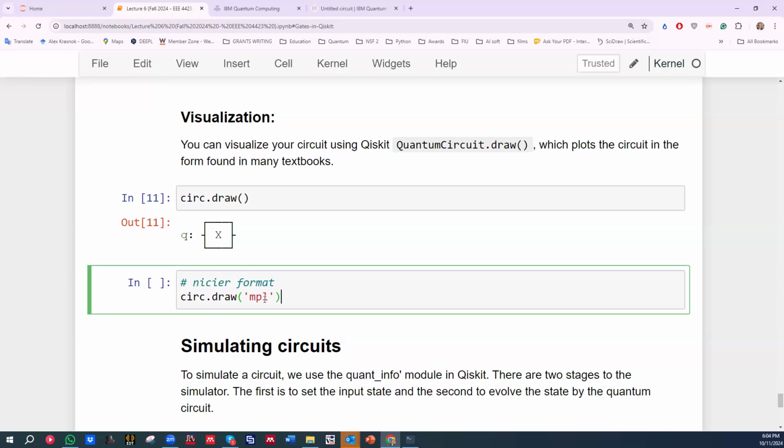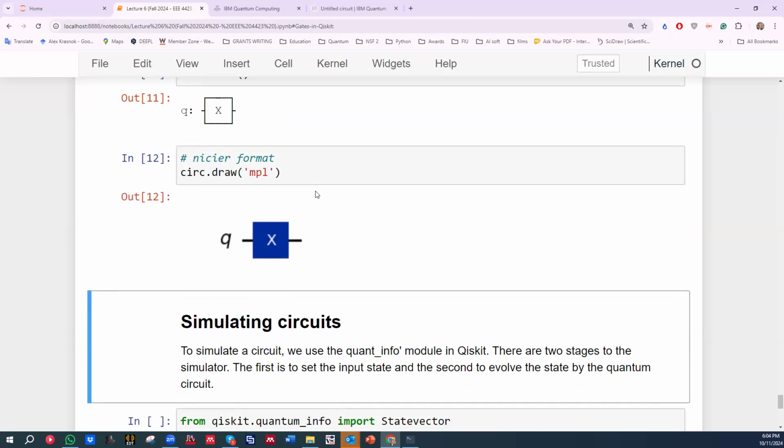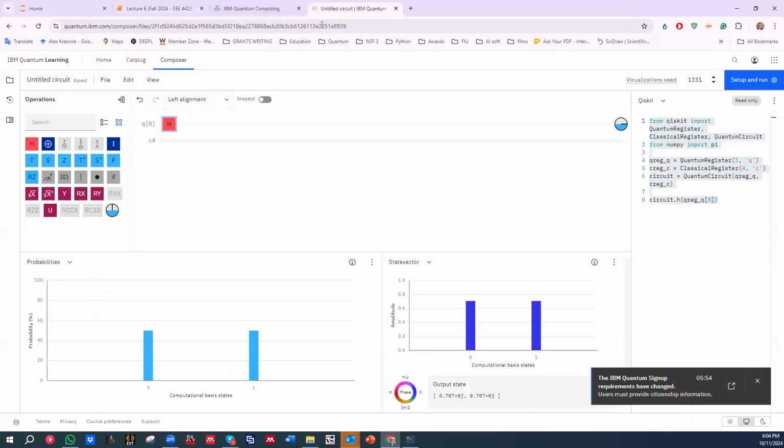To be able to see this in a more nicely looking format, I can use this MPL option. So this is the gate, just like here. Oh well, see the difference. The IBM Quantum uses this big plus in the circle to represent the X gate.